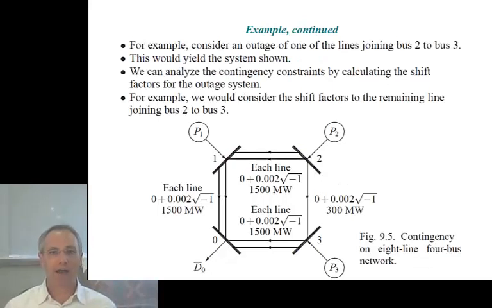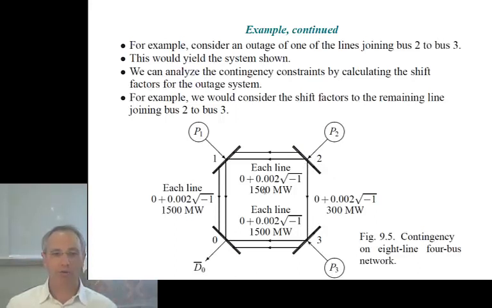Let's consider an outage of one of the lines joining buses 2 to 3 as an example. This would yield the system shown in the figure, and we can analyze the contingency constraints by calculating the shift factors for this outage system. So the shift factors for this system are the outage shift factors. And in particular, we could consider the shift factors to the remaining line that joins bus 2 to bus 3.